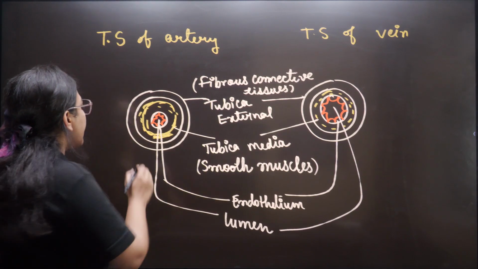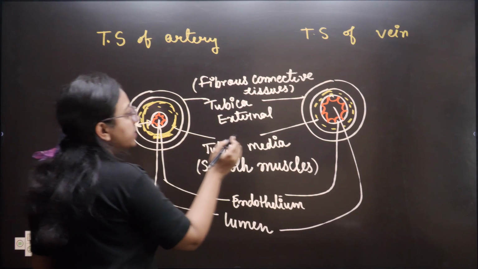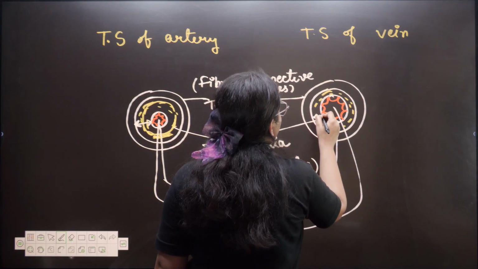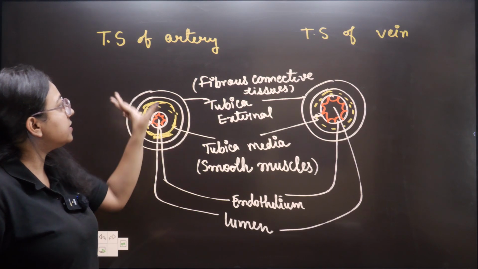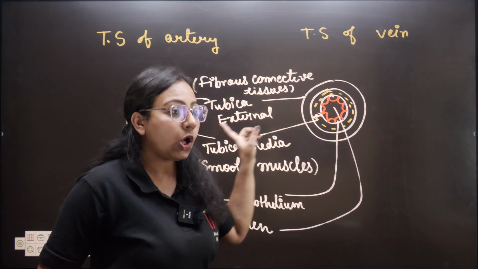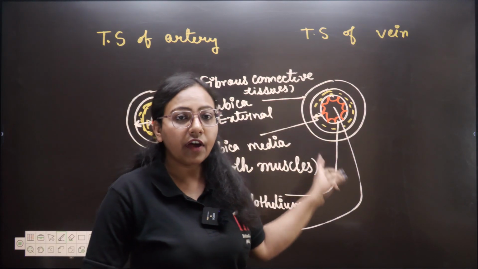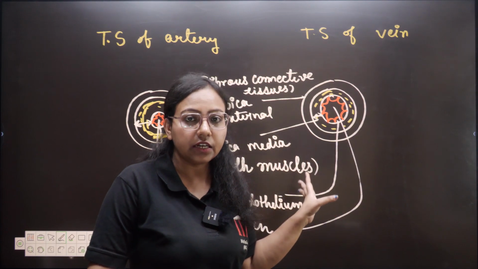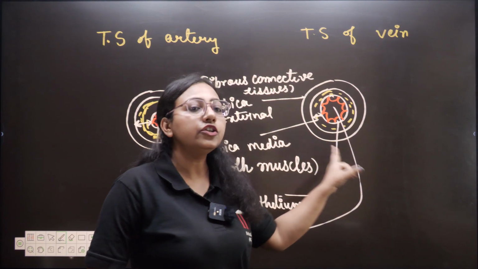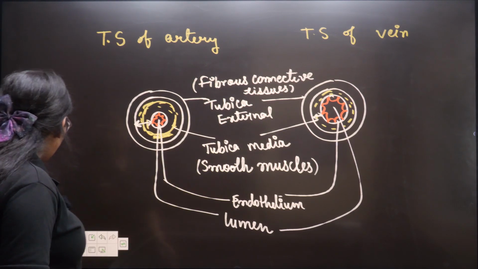What you need to understand is this: when you see the thickness here and the thickness over here, this thickness is very less and this is very thick, and that defines this is the artery and this is the vein. Also the lumen size: lumen in the artery is narrower and in the vein it is wider. So these are the basic differences. If this is clear in your mind, you can easily draw the TS of vein and TS of artery. This is very easy.